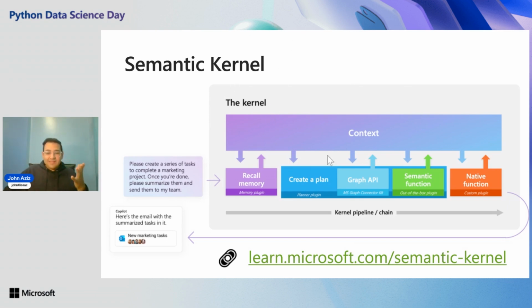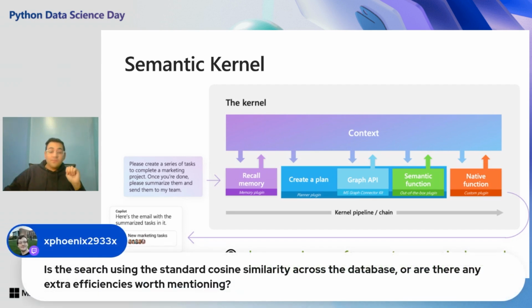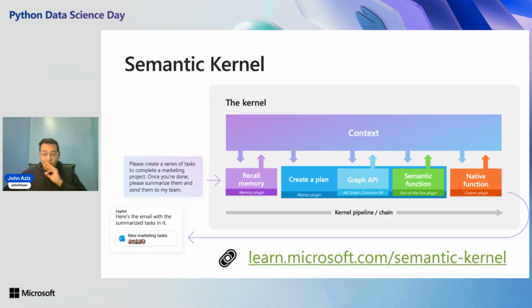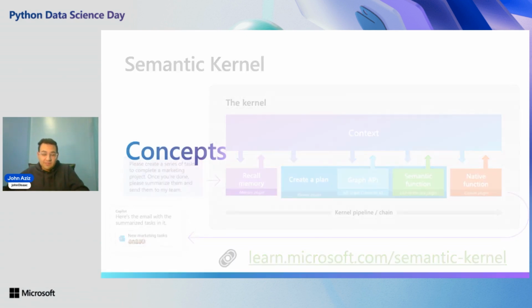Because it has lots of cool features, and today we will get to explore the memory feature. Is it standard cosine similarity across the database, or is there anything else, any extra efficient approach worth mentioning? Yes, we are going to get to that when we get to the notebook. So it's cosine similarity, and you get to choose the type of search that you will perform on your database. There are 3 available types, but let's leave that to the database part.